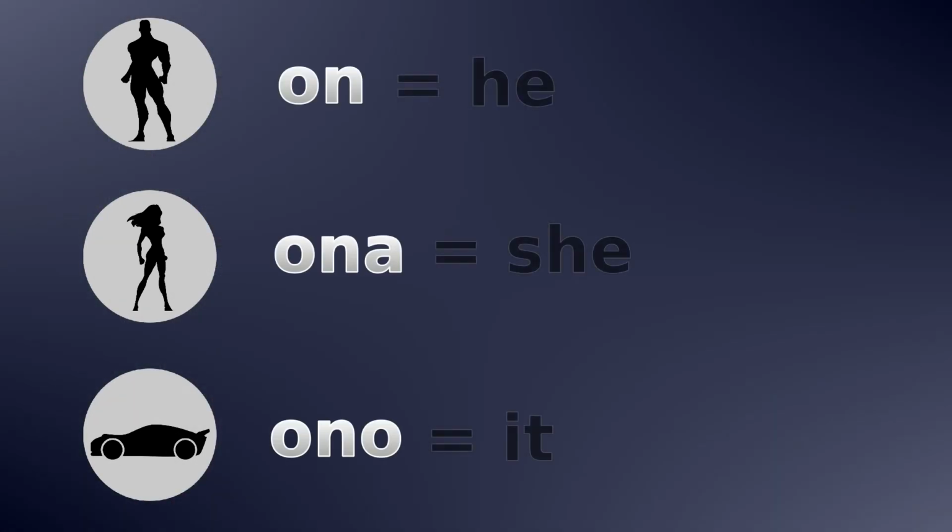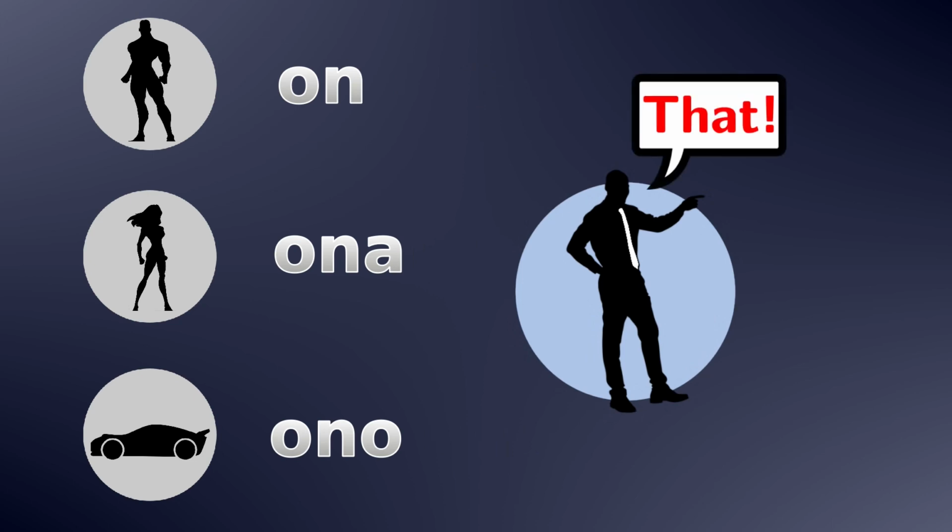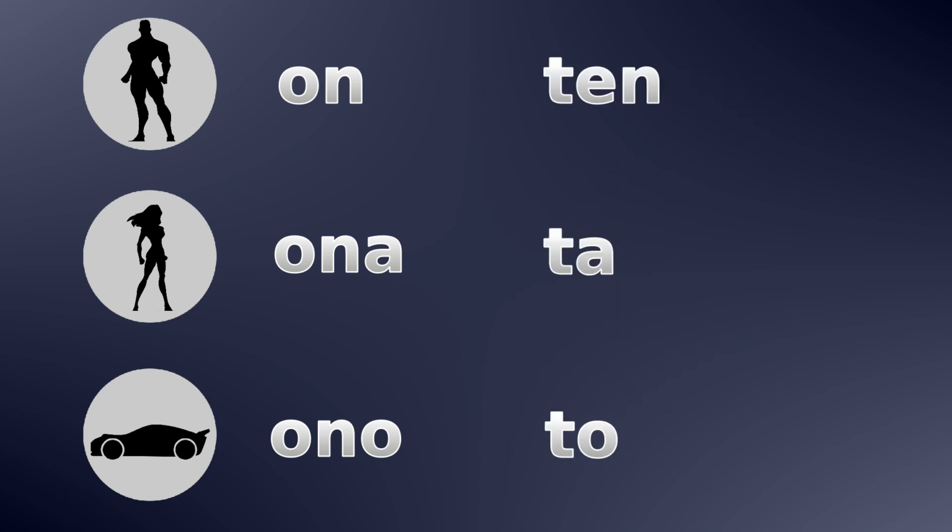Like English, Czech has three grammatical genders: male, female, and neuter. You can clearly see it in personal pronouns on, ona, ono, which means he, she, it. You also can see it in demonstrative pronouns, so if you point at somebody or something and you say that, in Czech you would say ten, ta, to, depending on what gender the thing or person you are pointing at belongs to.